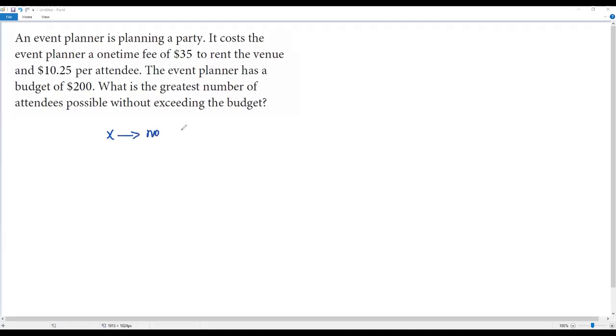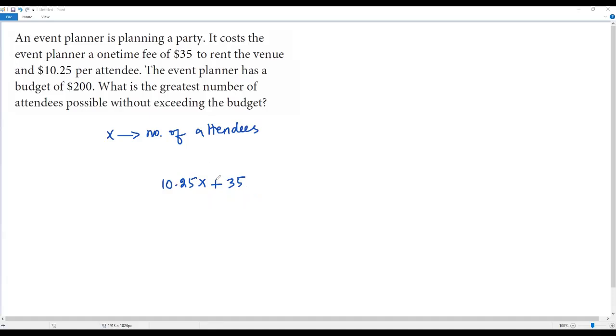So we can assume X as the number of attendees in the party. The cost per attendee is $10.25. Then what is the cost of X attendees? We multiply the cost per attendee by the number of attendees, so I'm getting 10.25X dollars as the total cost for X attendees. Apart from this, the event planner has to pay a one-time fee of $35, so plus 35. So this is the total cost of the event.